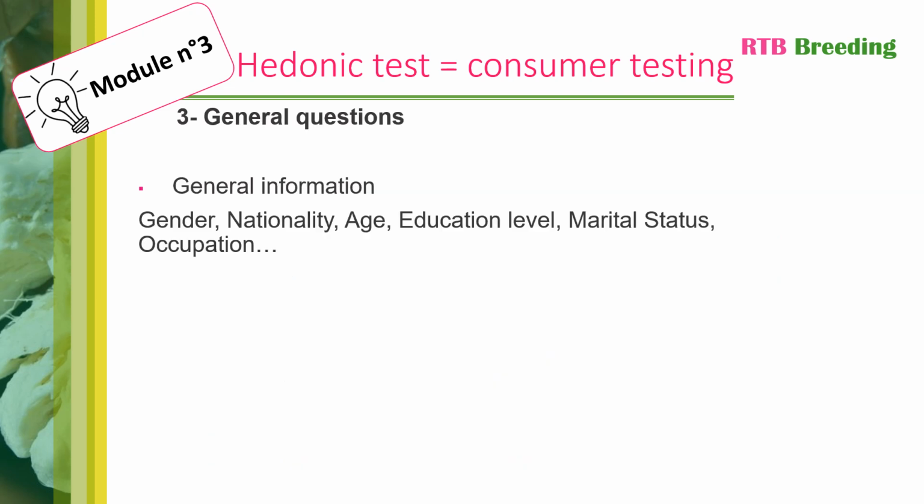The last part of the questionnaire concerns general questions. You can ask the consumer about nationality, age, level of education, marital status, occupation, and ethnicity. It's also important to ask about the consumer's eating habits. How often do they eat the products you're studying? How do you eat it? With what other ingredients? At what time of the day? Etc.